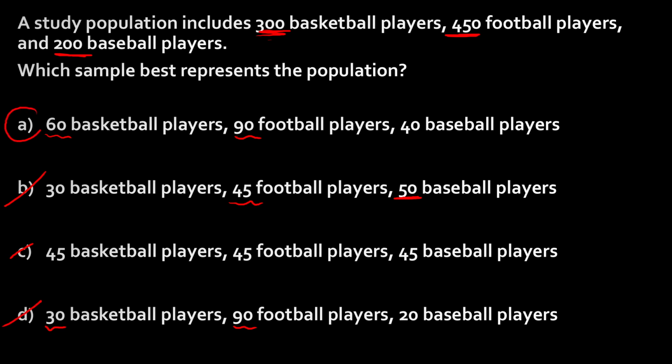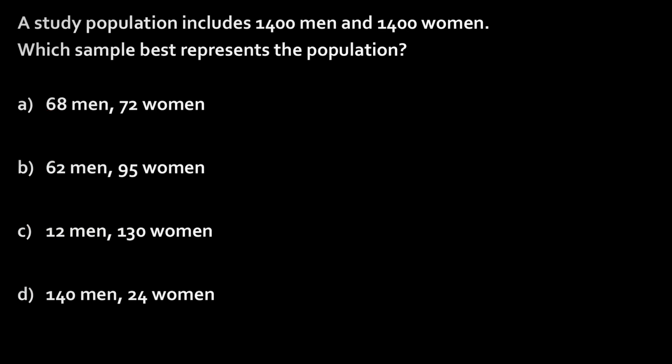And I'm going to say A here is going to be the best sample that represents my population because 90 football players is the most, baseball players is the least, and basketball players is in the middle, and they're all relatively within the same range. They have a good gap in between the numbers. It's not a huge drastic drop.